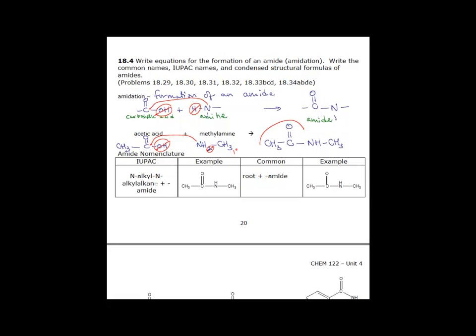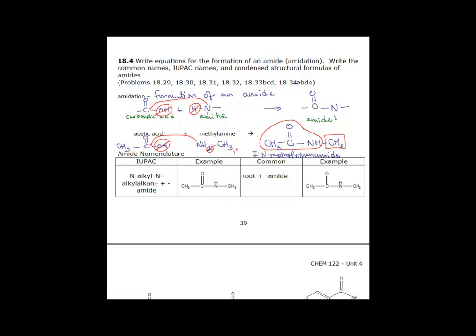The parent contains the carbonyl and the nitrogen. This is the alkyl group. So the way I would name this one, using IUPAC nomenclature, is N-methyl, 2 carbon parent, it's an amide, so N-methyl ethanamide. You add amide to the ending. So N-methyl ethanamide, and that's the structure I have right here.